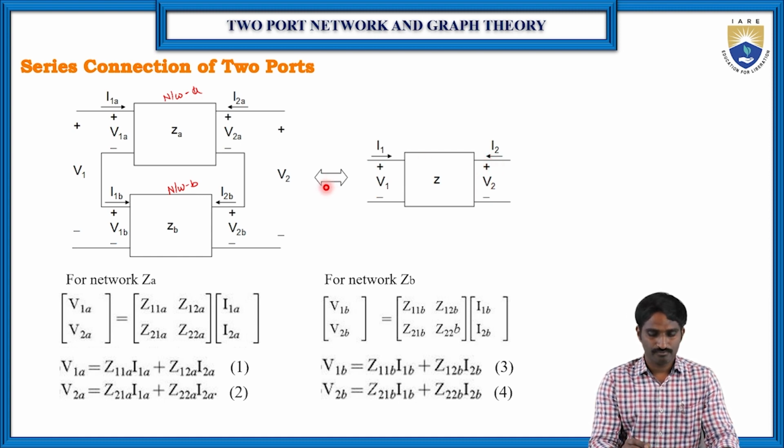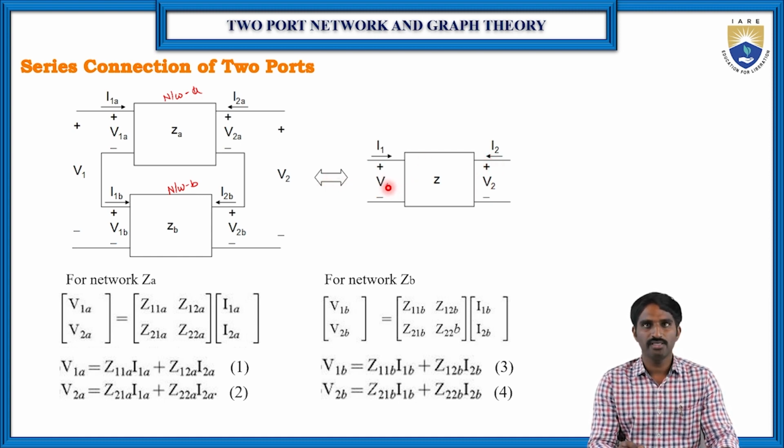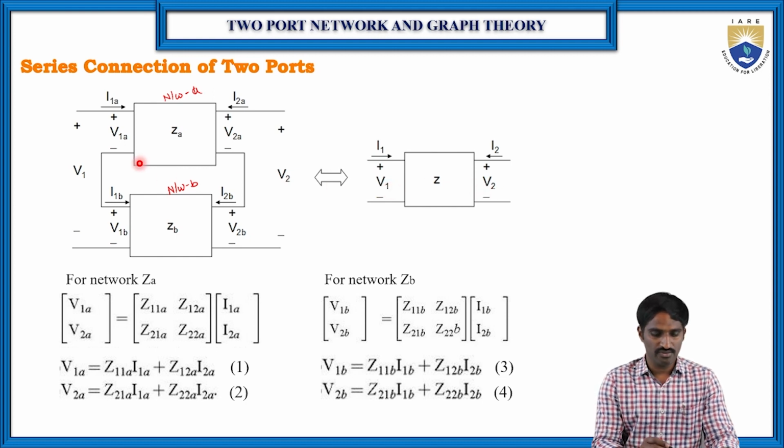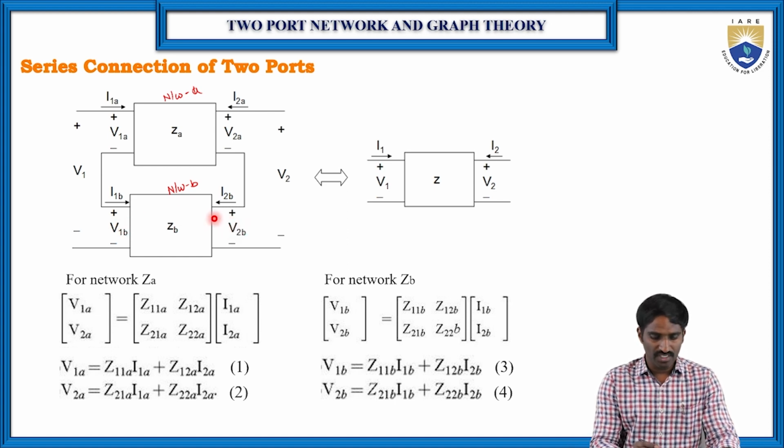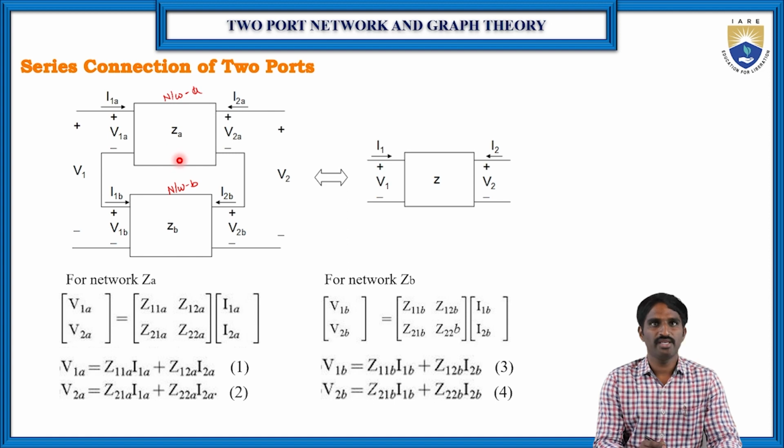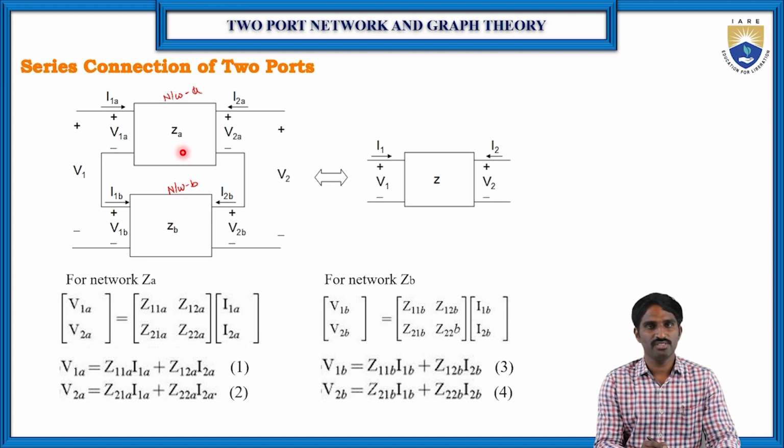So now we are going to find V1, V2 in terms of V1A, V1B, I1, I2A, I2B, and also similarly I1A, I2A, and I1B and I2B. Right. So first, let us consider the networks independently and write the equations, because as we know these are the Z parameters, and for the Z parameters we will write the voltage equations in terms of the current, right? So first let us write in the form of matrix.